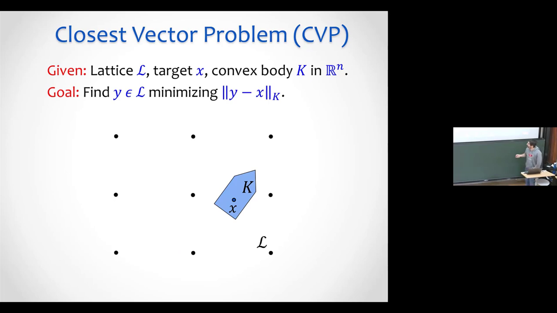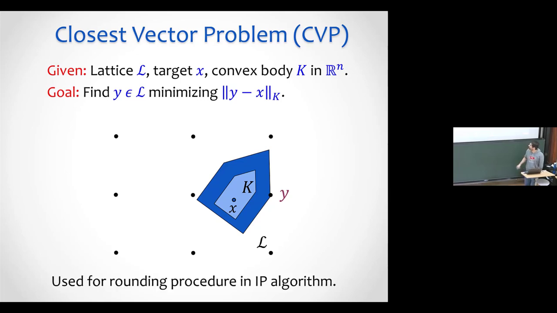And the closest vector problem is the same kind of thing, except now we have an additional target. Here this target generically does not live inside the lattice, and your goal is to find the closest point in the lattice to it under the, not exactly norm, but gauge function induced by K. And here you can see that it'll be this point y. And this will be essentially what's used for rounding the center in IP.